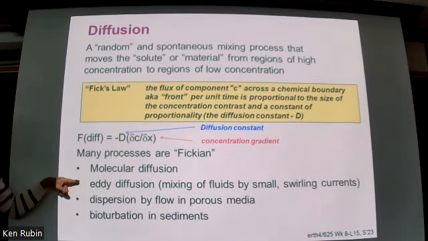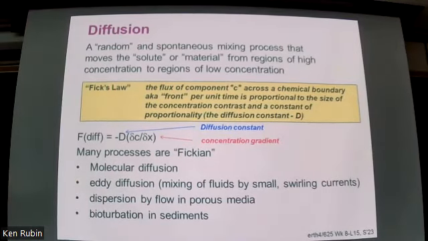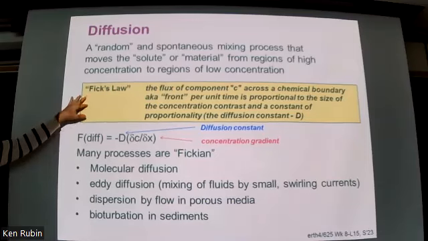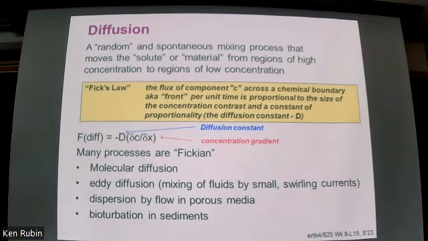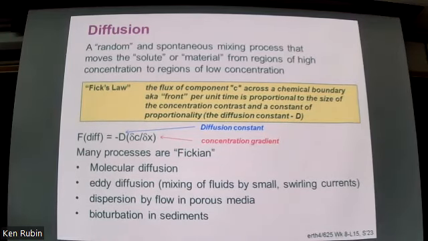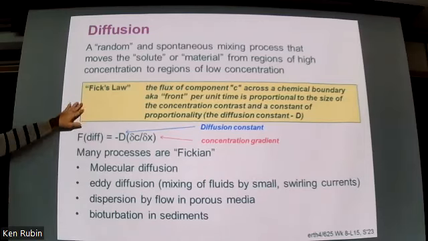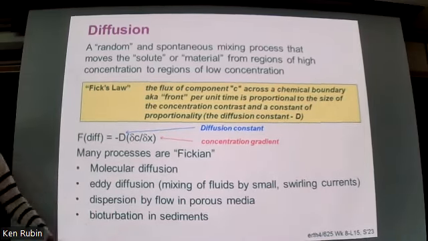There's something that we call eddy diffusion, which is a modified version of this that happens in the environment, and it follows the law, even though it isn't appropriately diffusion per se. It's got small advection currents. The advection currents act in a way over very small length scales that cause things to still disperse by this process. Another process that's Fickian is dispersion by flow in porous media.